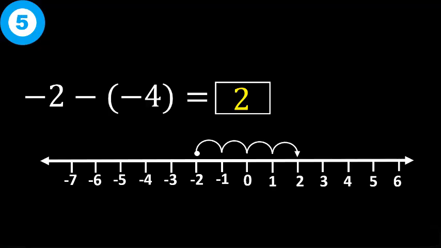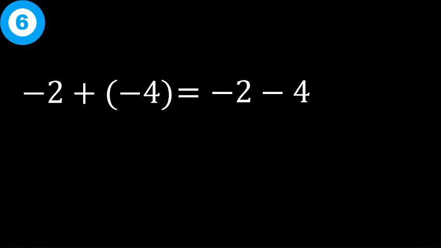Let's move to question number 6. Consider this problem on your screen. We have negative 2 plus negative 4. By convention, this is the same as negative 2 minus 4. How is that possible? By the same principle I spoke about earlier. Outside the bracket here is 1, which is normally not written. So positive 1 times negative 4 results in negative 4, as you can see here. And I said we'll soon be explaining multiplication of integers.